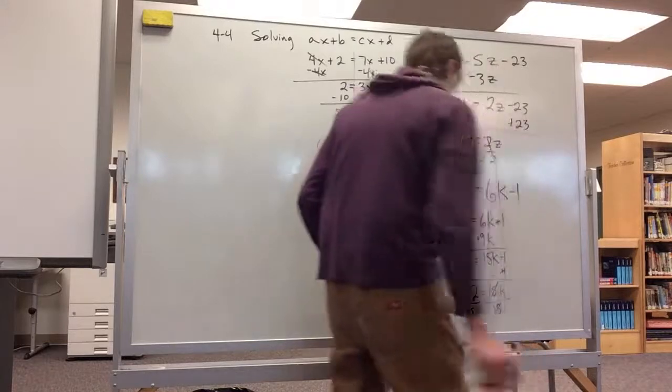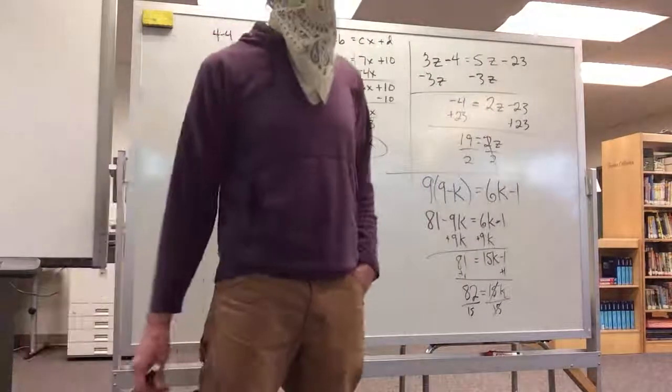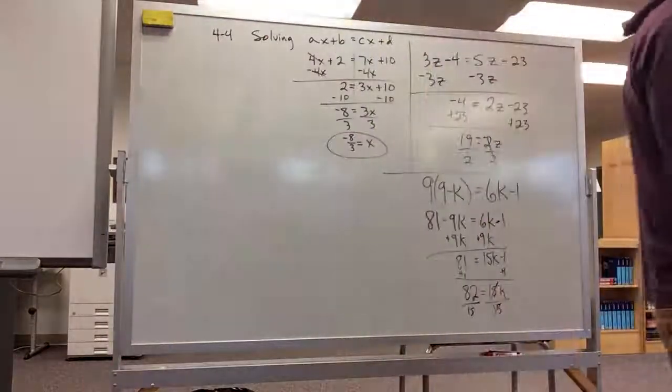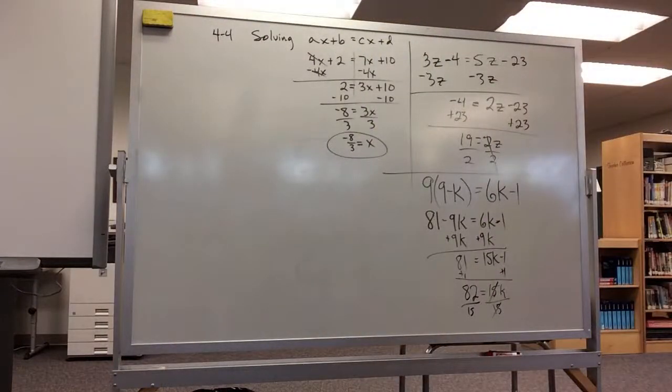Yeah, that's not a pretty number, 82/15. Just leave it as it is. The point is not so much finding any kind of a decimal or what have you, it's just getting the inverse operations straight.